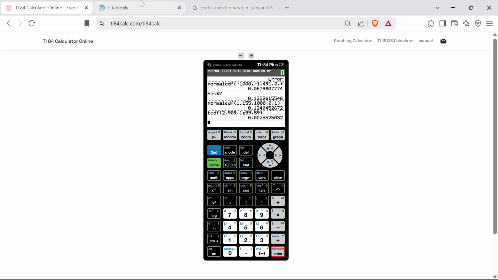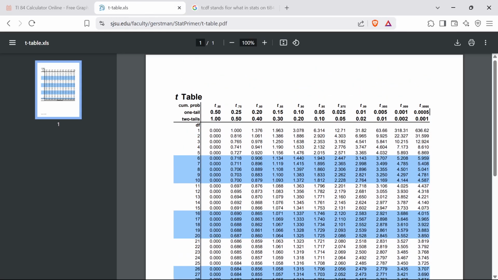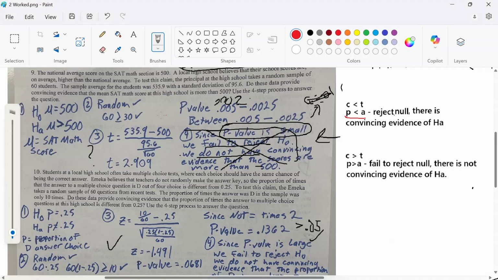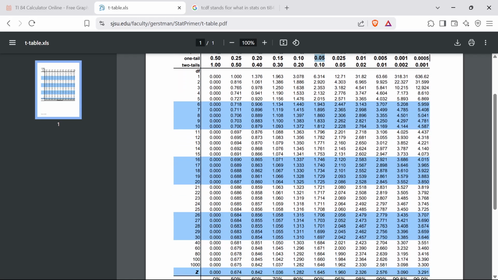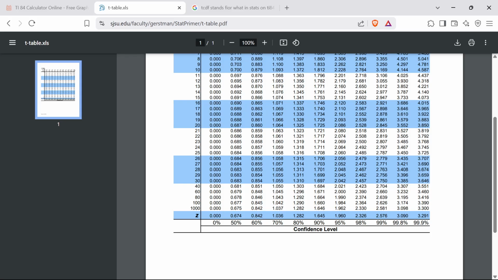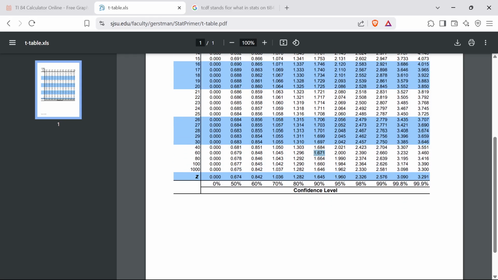I could also look this up on a t-table. If I'm looking it up on a t-table, I have to know if I'm doing a one or two tail test. Since I'm only interested in greater than 500, that's one-sided, one tail. If it was not equal to 500, it would be two tail. I look for my significance level, 0.05, and then scroll down to the degrees of freedom, which is 60, and it shows 1.671. The actual degrees of freedom is 59, which is a little bit less. You can see at degrees of freedom 40, it's going up to 1.684. So I'm going to say this is probably more like 1.672.